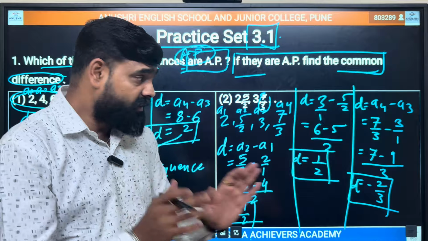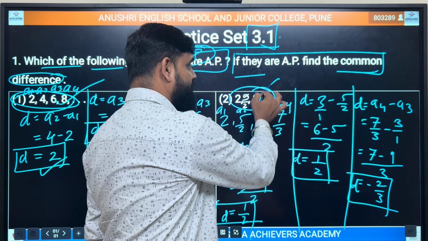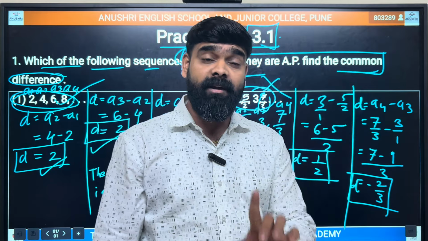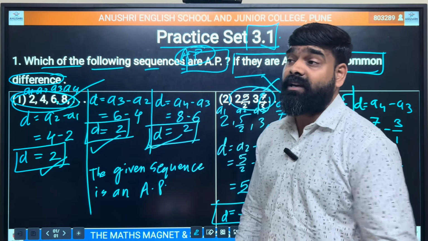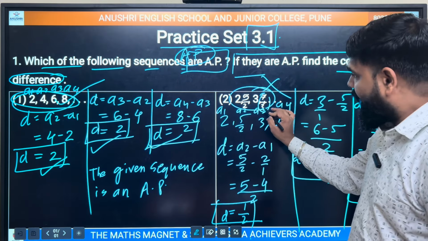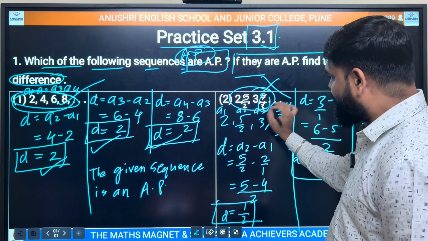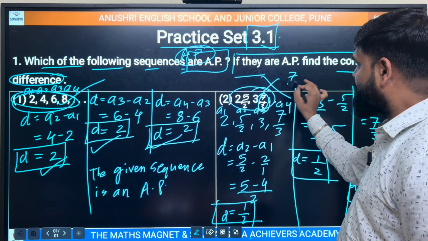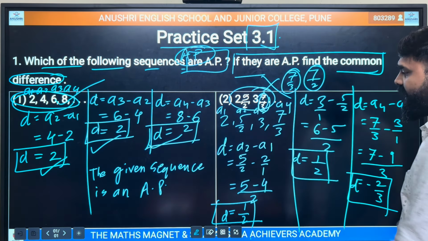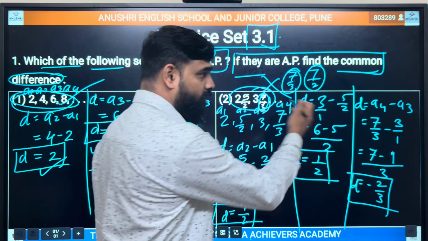Means in the given question, this is not an AP. So you have to write here: the given sequence is not an AP, but in our textbook they have given that this is an AP. Why is this so? Because actually they have a printing mistake. So we have to take the last number 7 by 3. Instead of 7 by 3, we will take 7 by 2. After that we will get the same answer here. So let us take the fourth term 7.